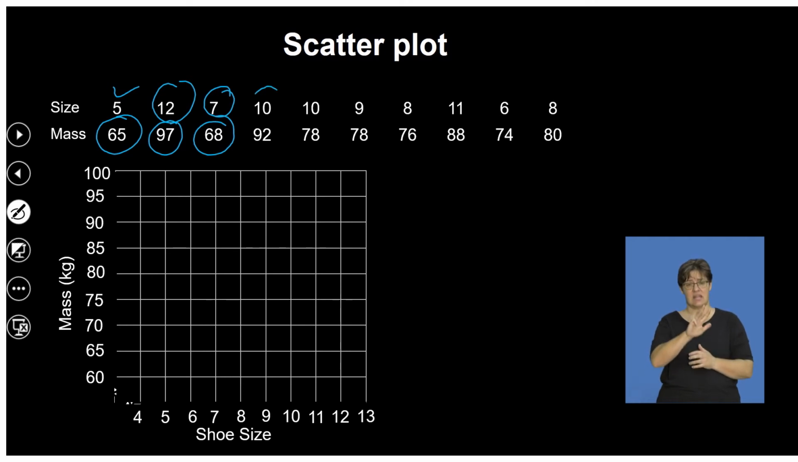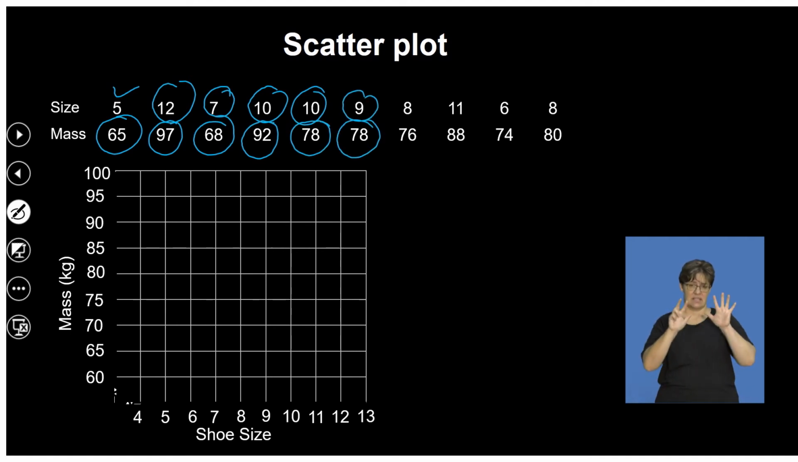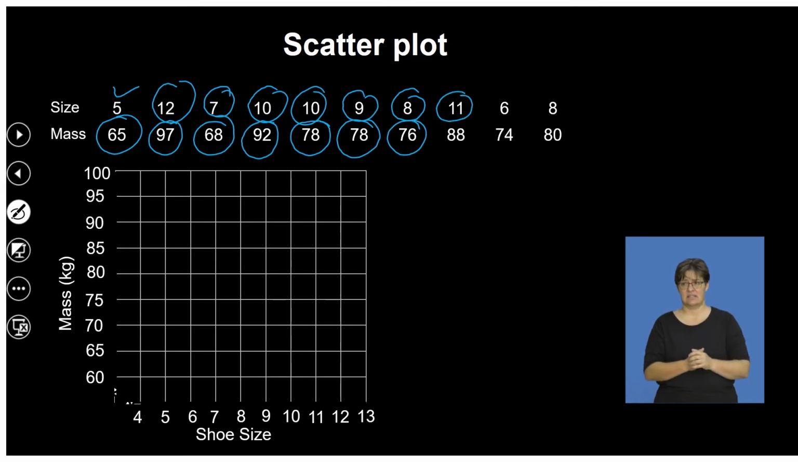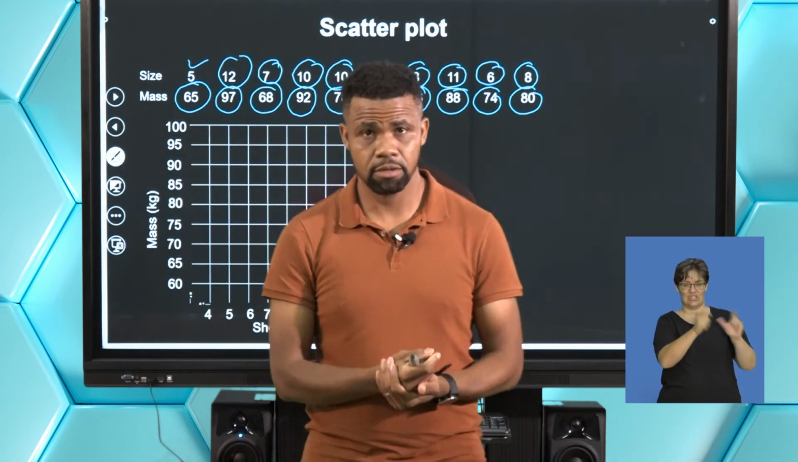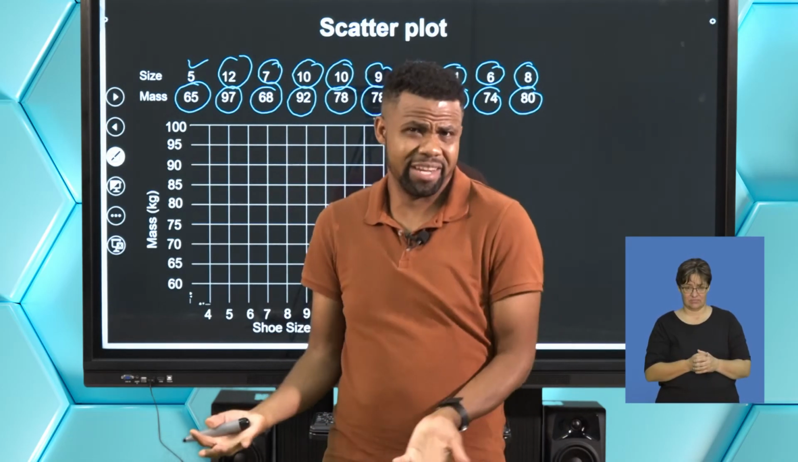68, size 10, 92, size 10, 78, size 9, which is 78, size 8, 76, size 11 of a shoe size, 88, size 6, 74, size 8, 80. So this is the data collected of a shoe size and your weight.